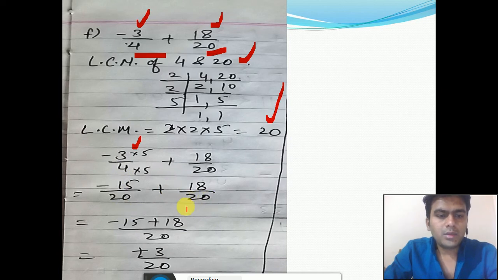Now their denominators are equal, so we can write the numbers minus 15 plus 18. So here the numbers are minus 15 and 18. So different signs are there. For different signs we have to subtract the numbers, the rule that I discussed in the previous video. First number in minus, second number in plus, so we have to subtract. So subtract the smaller number from the bigger number, so you get 3 and the sign of the bigger number, upon 20. So plus 3 upon 20 is the answer.